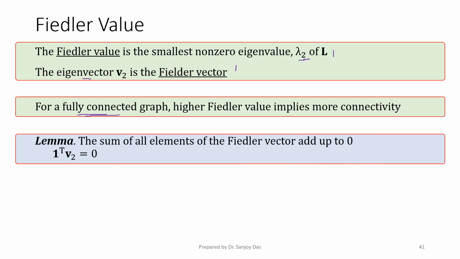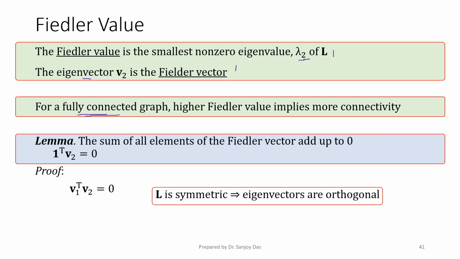Lemma. The sum of all elements of the Fiedler vector add up to 0. 1 transpose v2 equals 0. Why is that? Well, we know that v1 transpose v2 equals 0 because L is a symmetric matrix. And we also know that v1, if you don't normalize, is equal to a vector of all ones. And so from these two, we can directly arrive at the statement of this lemma.